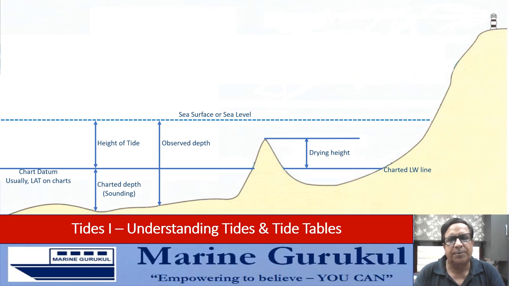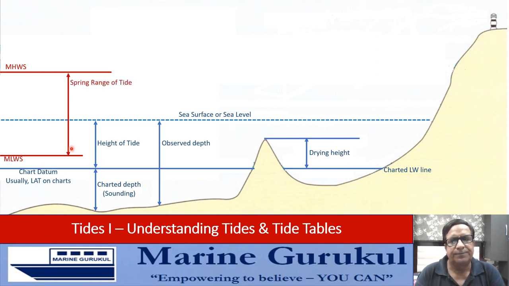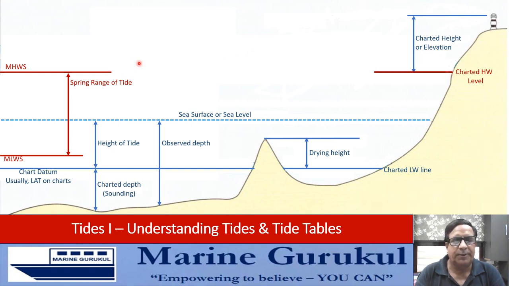Let's insert these couple of terms we have just done in the same diagram that we are continuing with. Here is mean low water spring level. Here we have inserted the mean high water spring level. Obviously, the height difference between the two is the spring range of tide. Mean high water spring also acts as the charted high water level, from where the height of objects which do not get submerged, like lighthouse, are measured. So charted height and elevations are measured with respect to mean high water spring.